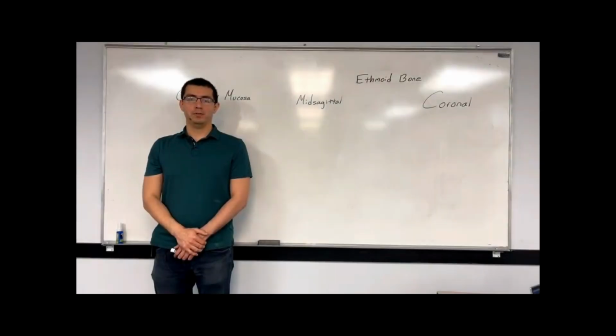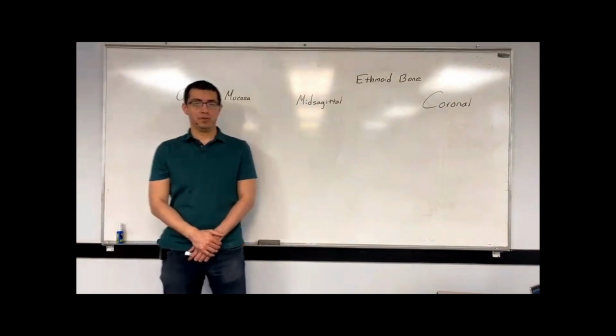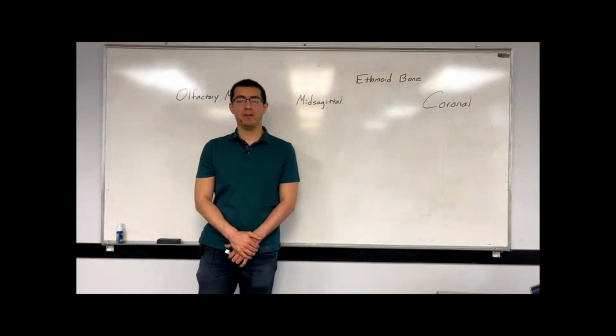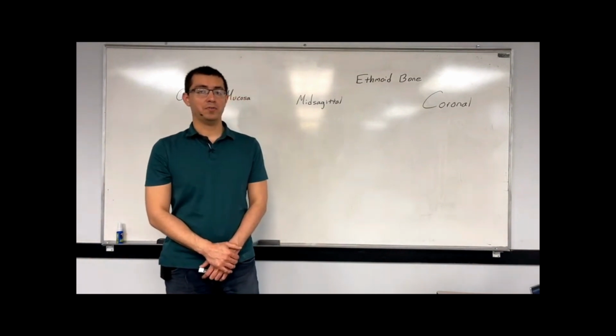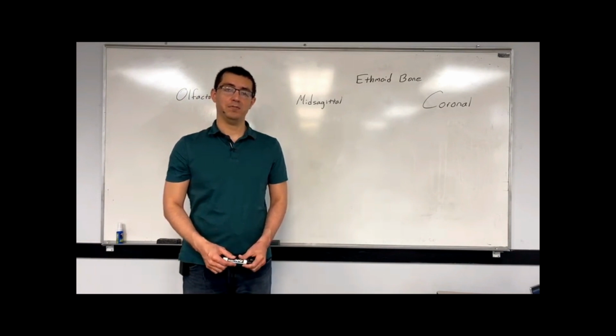Hey everyone, in this lecture we will be discussing cranial nerve number 1, the olfactory nerve. The olfactory nerve is a special visceral afferent nerve that courses from the cribriform plate of the ethmoid bone to the primary olfactory cortex found in the uncus of the temporal lobe.